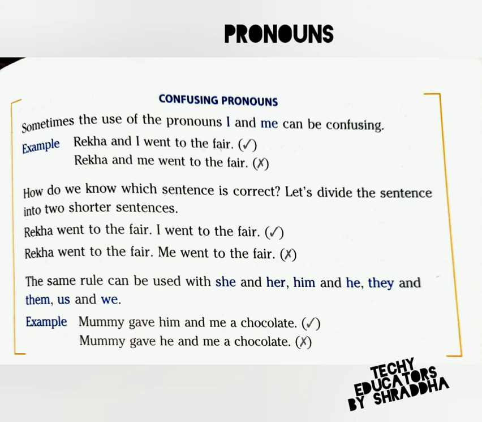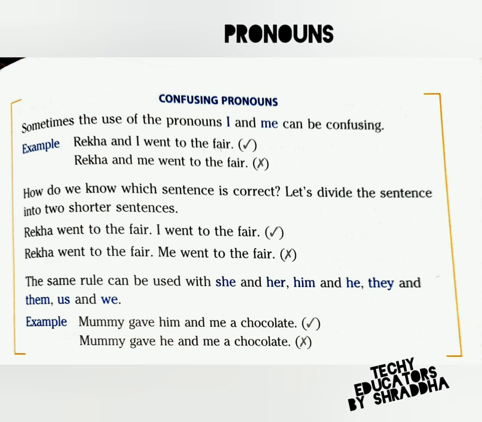To know which sentence is correct, we can divide the sentence into two shorter sentences and then we can find out. Let us do it. Rekha went to the fair and I went to the fair. We have divided the sentence into two sentences. Now this is correct. Rekha went to the fair, me went to the fair. This is incorrect because when you divide the sentence, usage of I is correct instead of me. The same rule can be used with she, her, him, he, they and them, us and we.